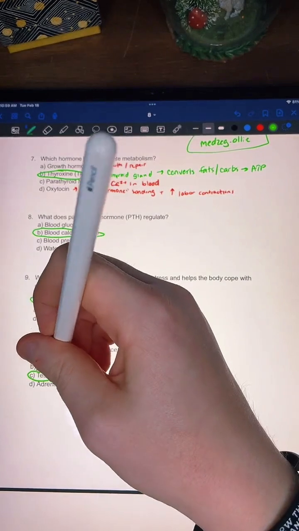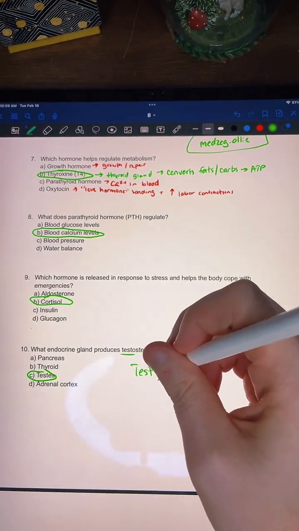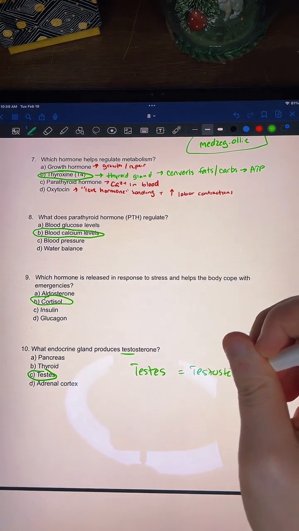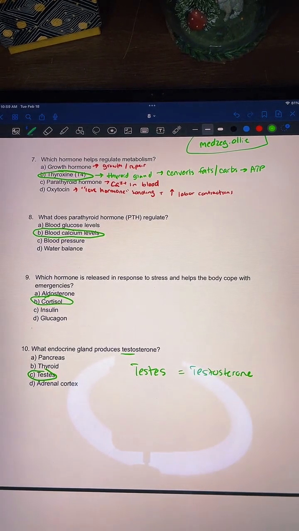C, testes. Yeah. I remember testes, testosterone. I normally have better handwriting. I'm just kind of trying to write faster.